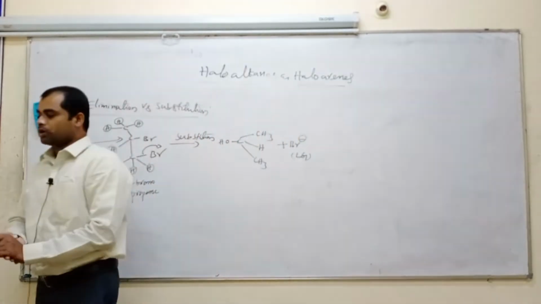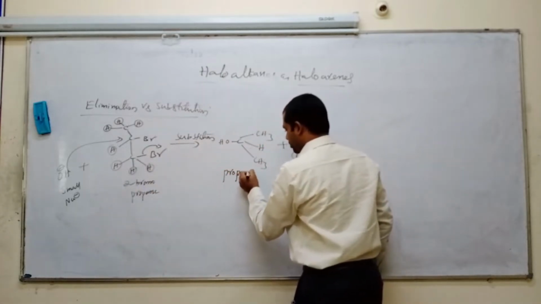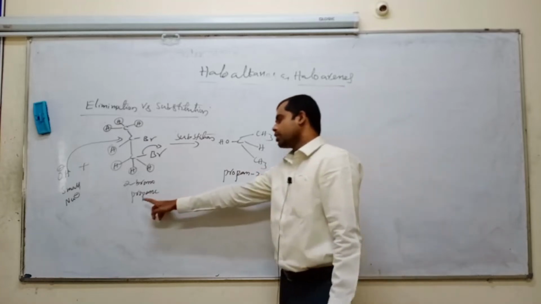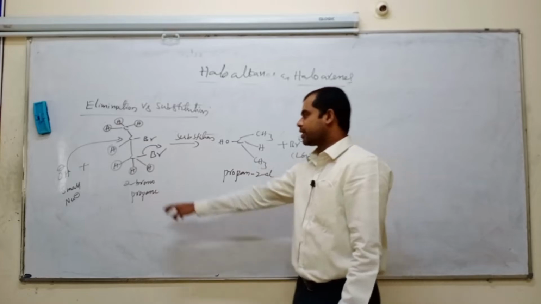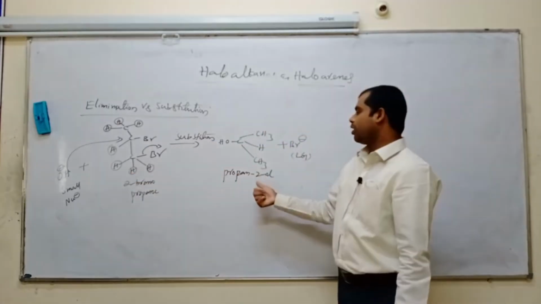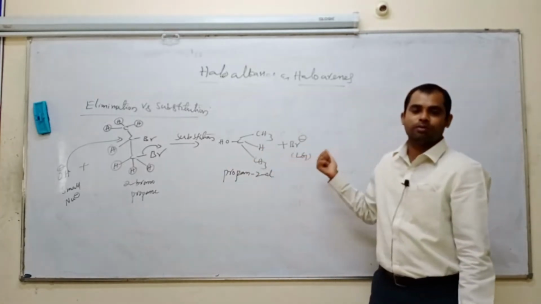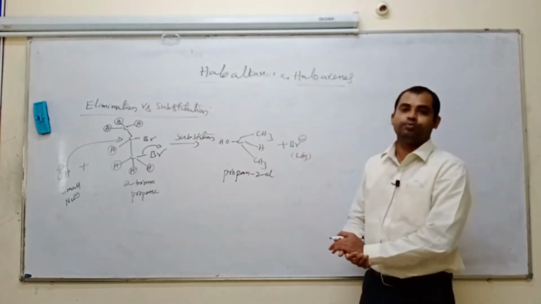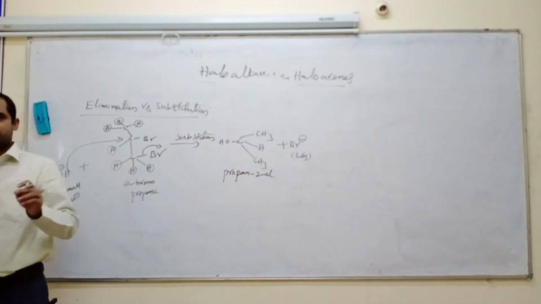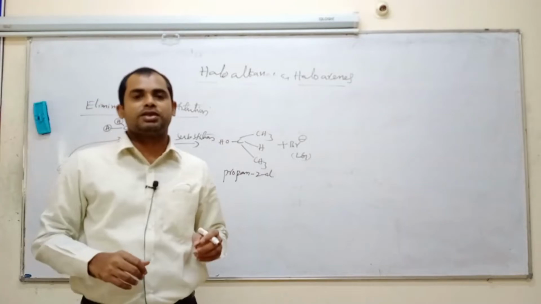So the product name is what? Propane-2-ol. What is the product? Propane-2-ol. The OH group, alcohol, means ol. So 2-bromopropane reacts with a small nucleophile and undergoes substitution reactions. They form propane-2-ol, and bromine leaves as the bromide ion. This bromide ion acts as the leaving group. This is the information about the comparison between substitution and elimination reactions.